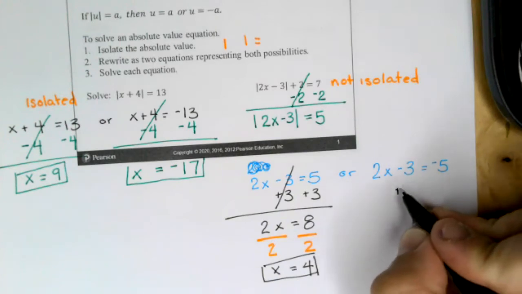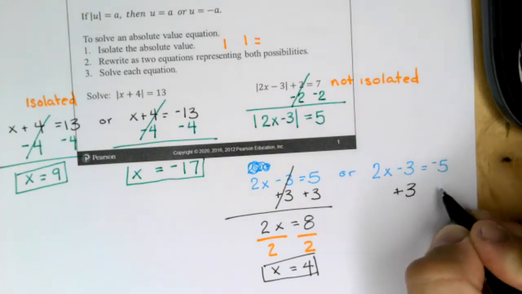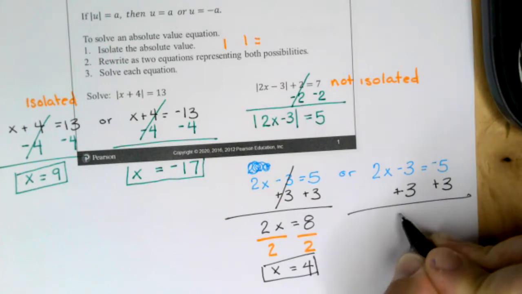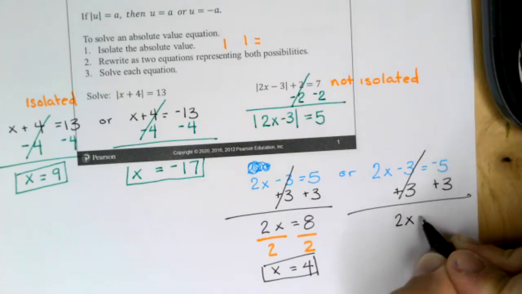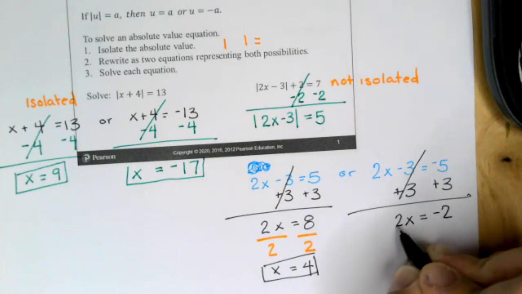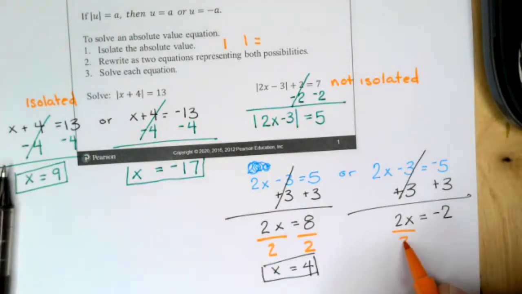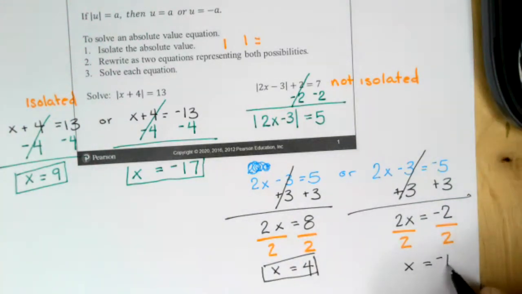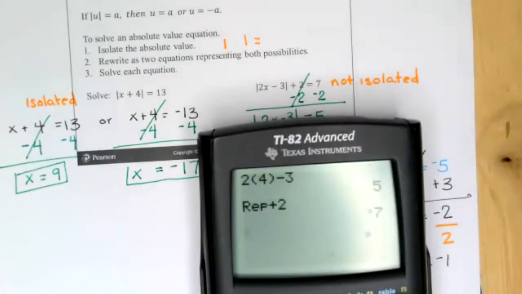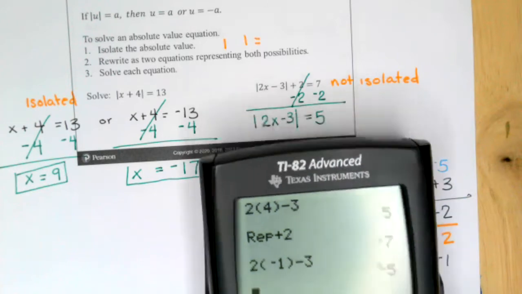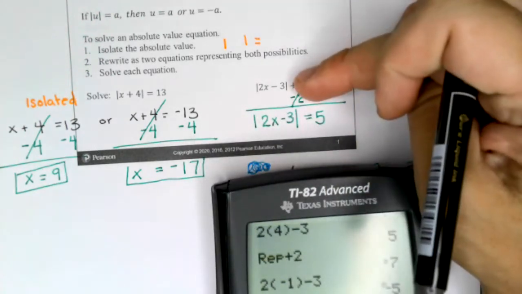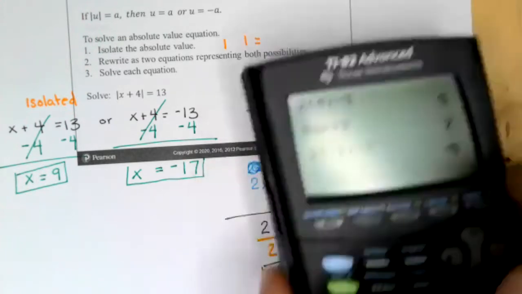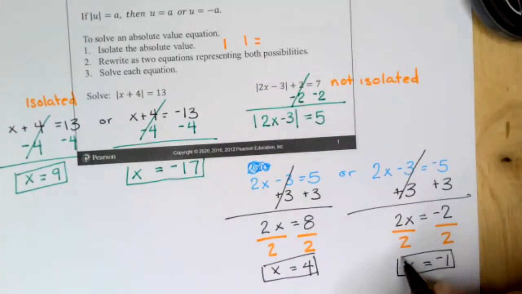Now let's do the other side. Add 3. Add 3. 2x is negative 2. Divide by 2. Divide by 2. X is negative 1. 2 times negative 1 minus 3 is negative 5. The absolute value of negative 5 is 5, plus 2 is 7. So that answer is okay. All right, and so that is how you solve absolute value equations.